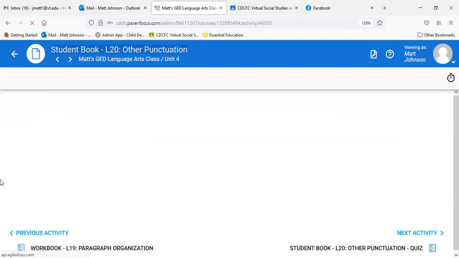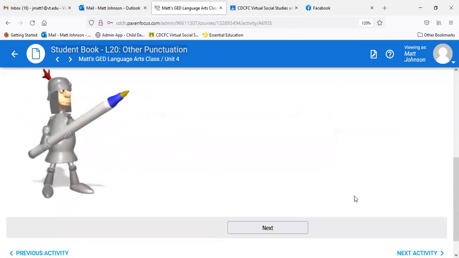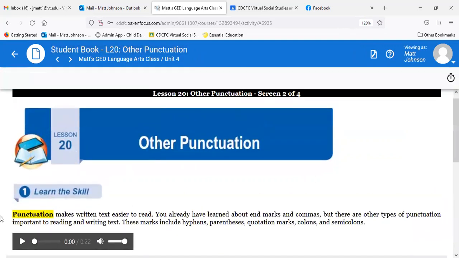So the last lesson, number 20. And this one a little different, looking at other types of punctuation. Some of the things that you may see are a little more rare, but we'll deal with some of the other stuff that we know we've seen and have a pretty good idea of how we use them. After we finish this lesson, we will be able to use punctuation correctly, such as end marks, commas, hyphens, parentheses, quotation marks, colons, and semicolons. So you probably have a pretty good handle on this. There will be some of those more rare punctuation marks that we'll deal with in this.